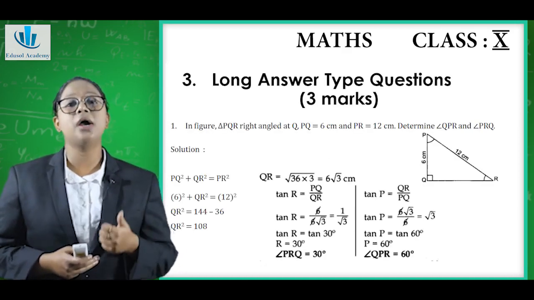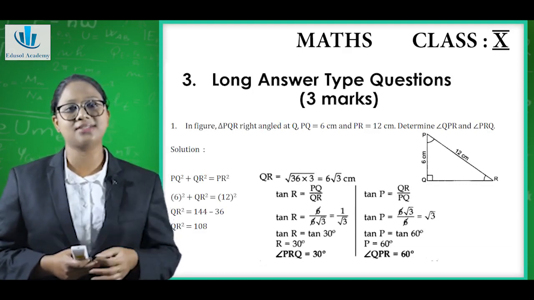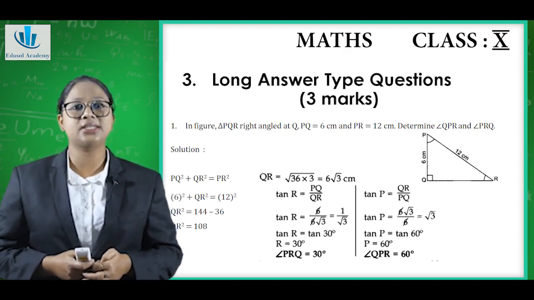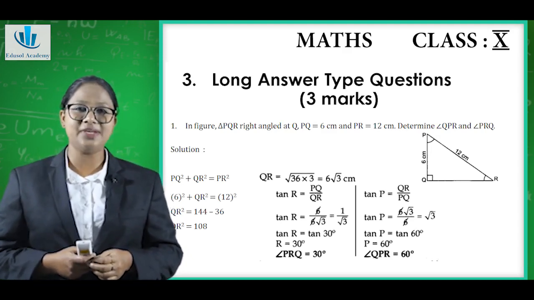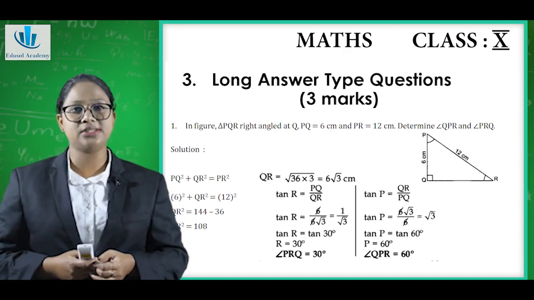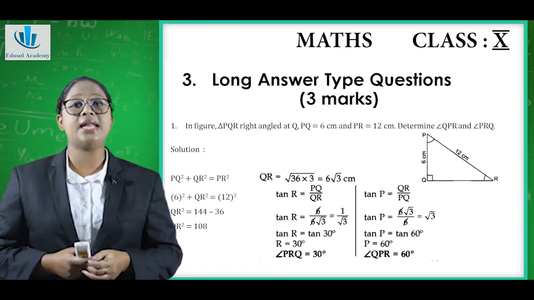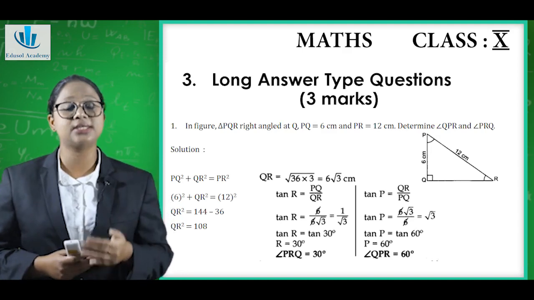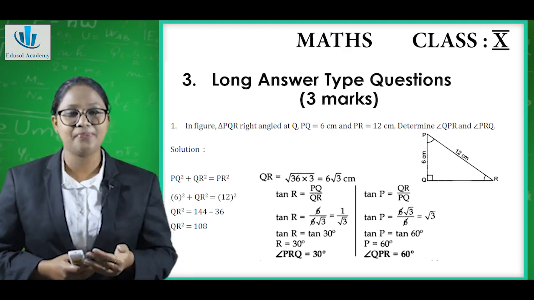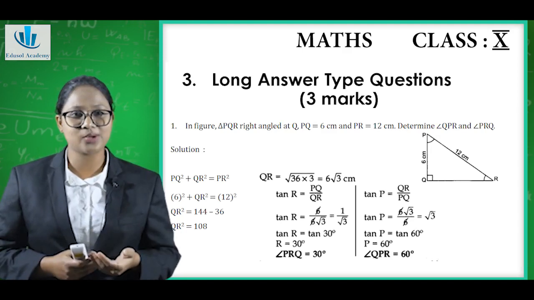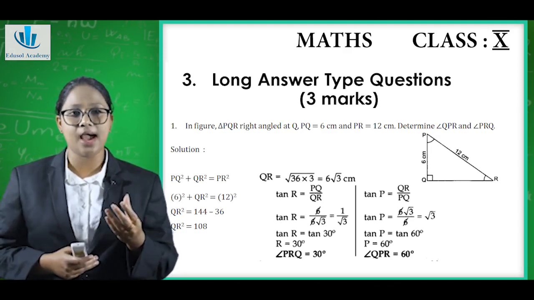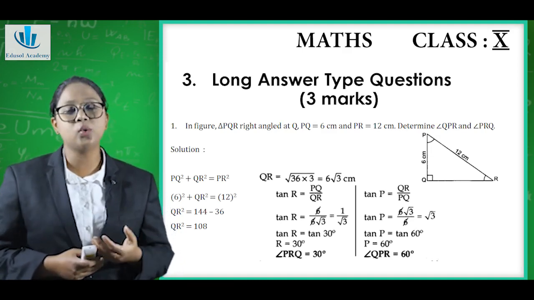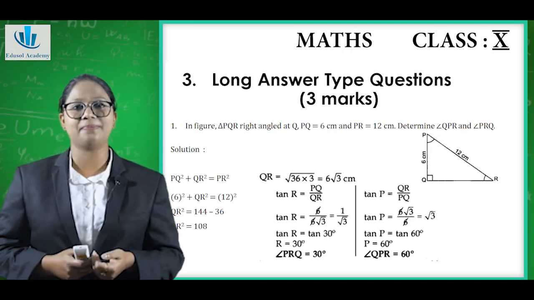Moving on to the next type, long answer type questions carrying 3 marks each. In the figure, triangle PQR, right angled at Q, PQ is equal to 6 cm and PR is equal to 12 cm. Determine angle QPR and angle PRQ. First of all, we are going to find the other side QR using Pythagoras theorem. So PQ square plus QR square is equal to PR square. Upon substituting and finding out, we obtained QR as 6 root 3 centimeter, as shown on the screen.